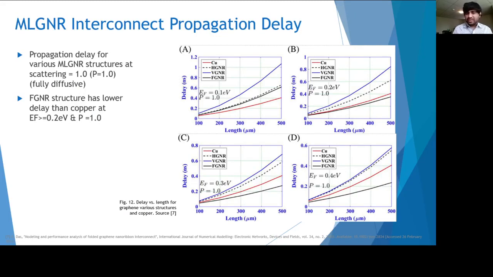So MLGNR interconnect propagation delay. The propagation delay for the different MLGNR structures are shown here for different Fermi levels, and at p equals 1.0, so that equals full scattering. I don't think I ever explained Fermi levels. So Fermi levels are the energy levels for different electrons. So that's also beyond the scope of this presentation, but yeah, it has to do with energy levels of electrons. So you can see that FGNR outperforms copper and the other MLGNR structures as well. So in terms of delay, this is also another reason scientists prefer FGNR over VGNR or HGNR.